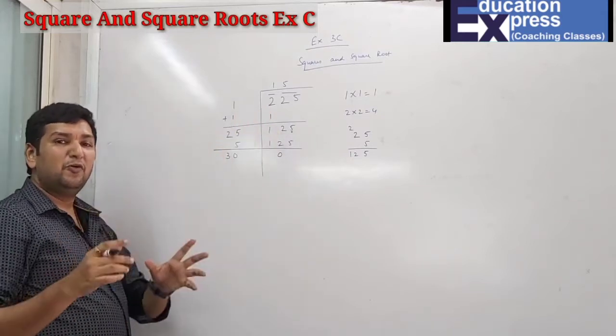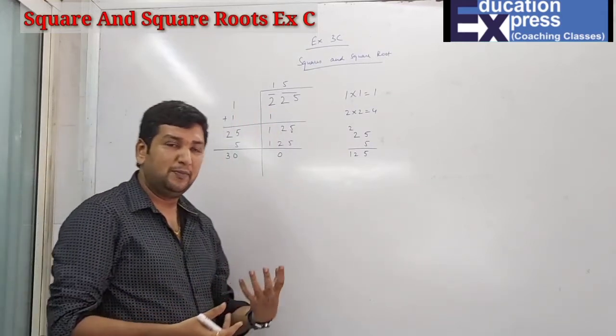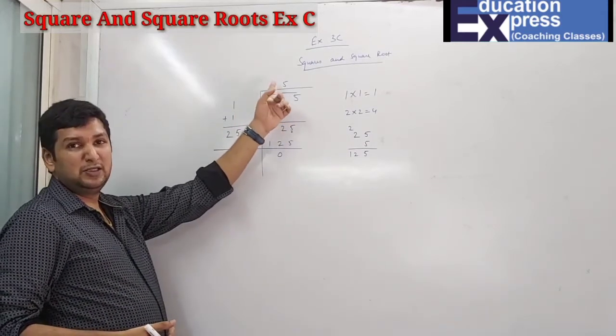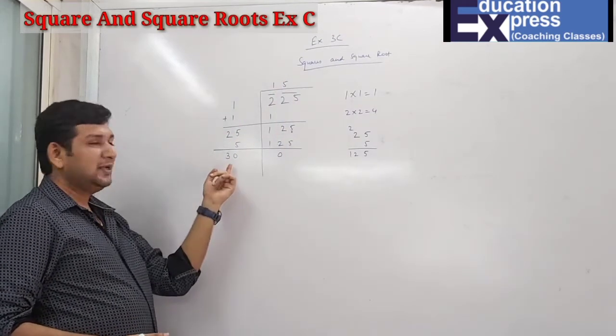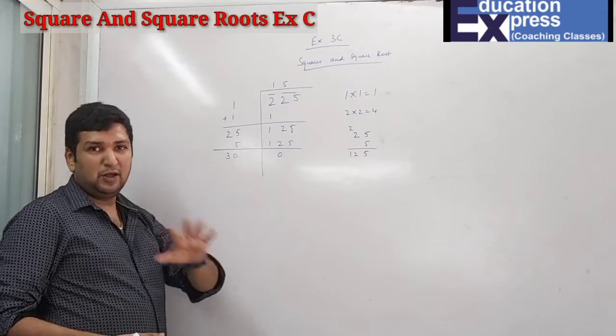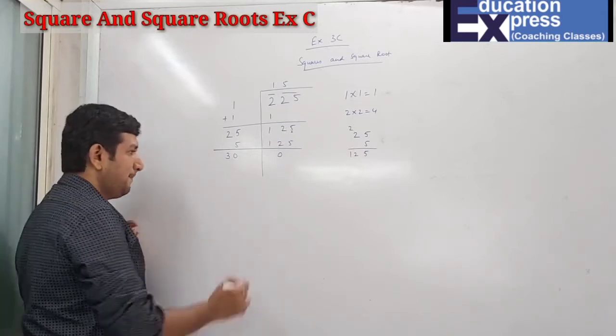And there is one more way of checking the sum. You just have to double this quotient. When you double it, 15 doubled is how much? 30. The answer over here has to be 30. That means your answer is correct. We'll do one more.